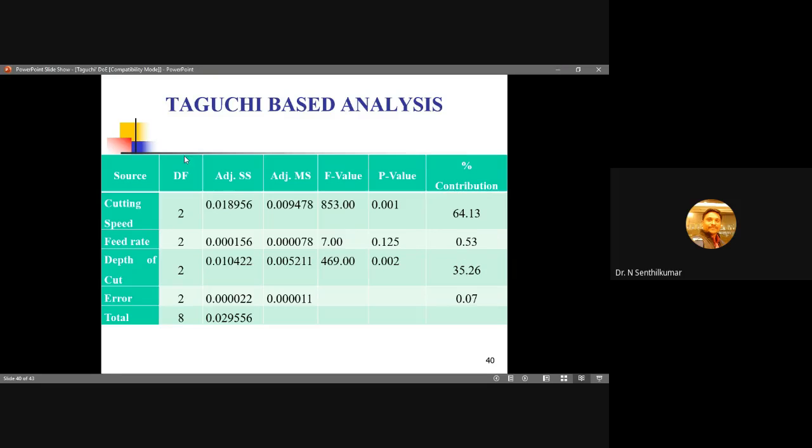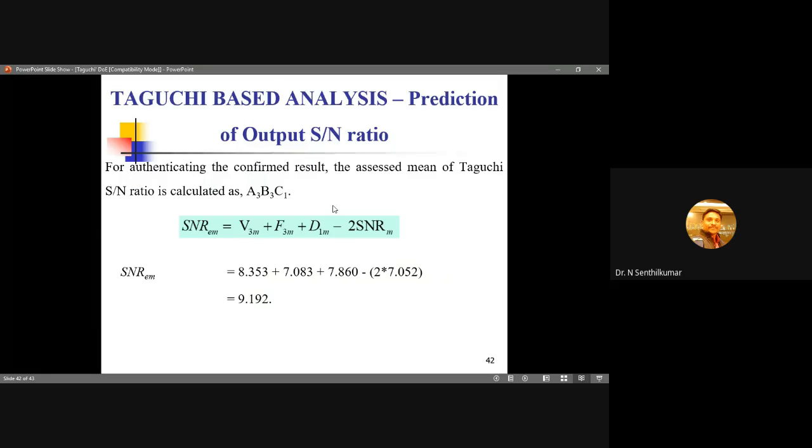One more thing that we have to see is the degrees of freedom. The total number of experiments is 9, so the total degrees of freedom is 9 minus 1, which is 8. For cutting speed, how many level values? 3 level values, so 3 minus 1, 2. Similarly for this. So this is how we are going to formulate the ANOVA table. This is also prediction, what we have done.